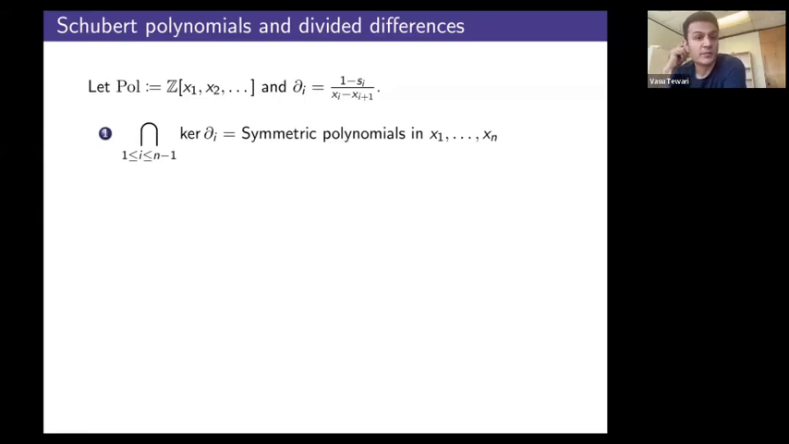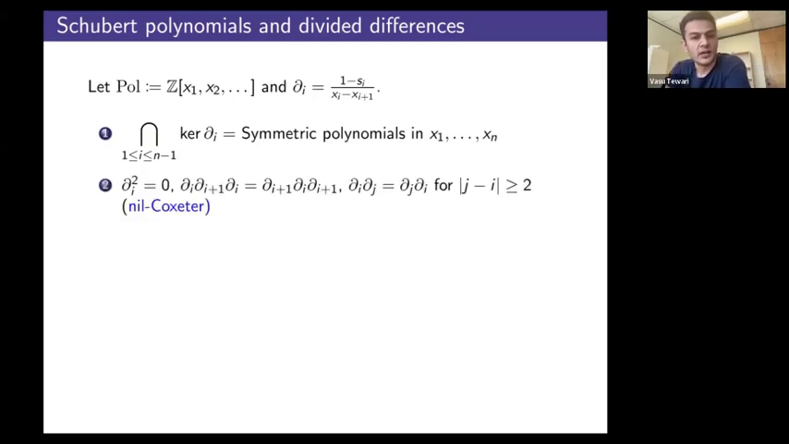The joint kernel of the partials are simply the symmetric polynomials, right? Easy to verify. The full list of relations between these partials are these nil-Coxeter relations. Observe the braid relation, as well as this commutation relation. And this tells you that composing these divided differences translates into the combinatorics of reduced words. So composites of divided differences are indexed by permutations.